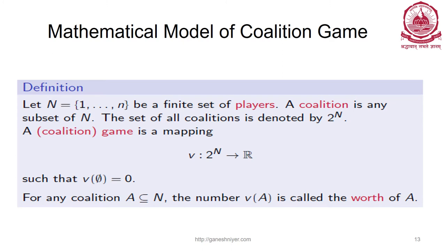The mathematical model of a coalition game is defined this way. There are n players, a finite set of players. A coalition is any subset of N. So it is a mapping from 2 to the power n to R such that V of the null set is 0. For any coalition A, a subset of N, the number V of A is called the worth of A.